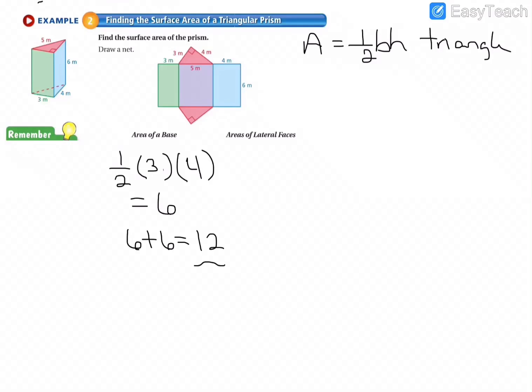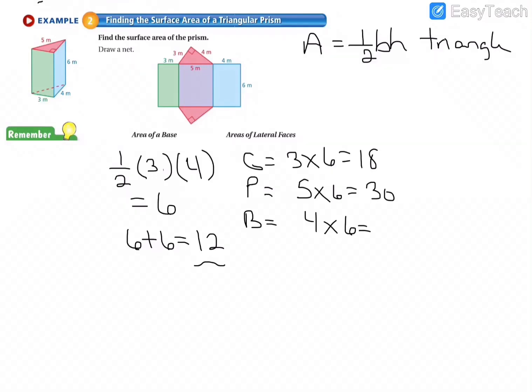Now you have to do the area of each lateral face. When we had the rectangular prism, you had a top and a bottom, a side and a side, a front and a back. Well, this one you have 3 different size lateral faces. So I'm going to put G for green. The green one for the area is going to be 3 times 6, which is 18. The purple one is going to be 5 times 6, which is 30. And the blue one is going to be 4 times 6, which is 24.